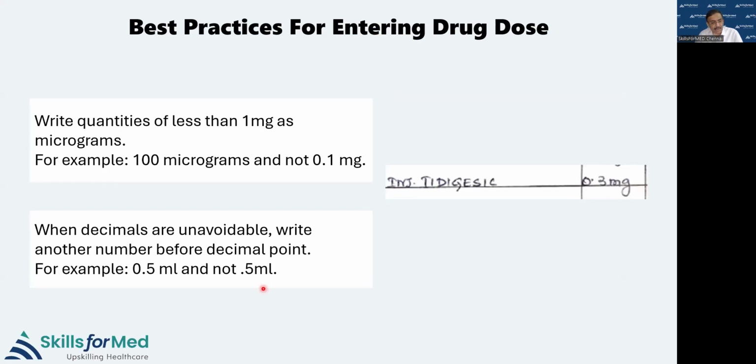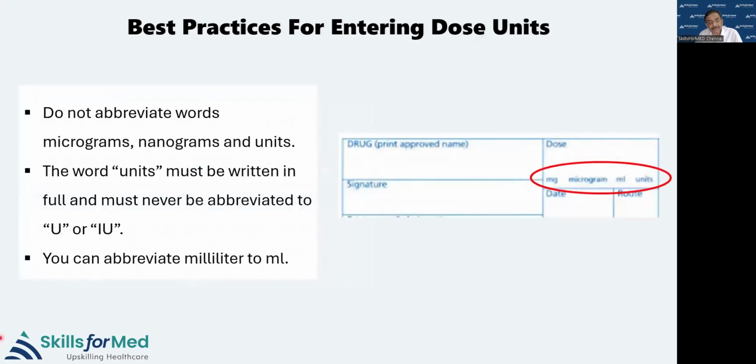If decimals are unavoidable, then always put a number in front of the decimal point. If there is no number, you have to put 0. But if it is 1.5, 2.5, you have to put that number. Okay. So another very important point about doses is you should not abbreviate the words micrograms, nanograms, and unit. The word unit should be written in full. It should not be abbreviated to U or IU. You can abbreviate the milliliter into mL. In fact, m should be small and L should be capital. So that really avoids the errors.